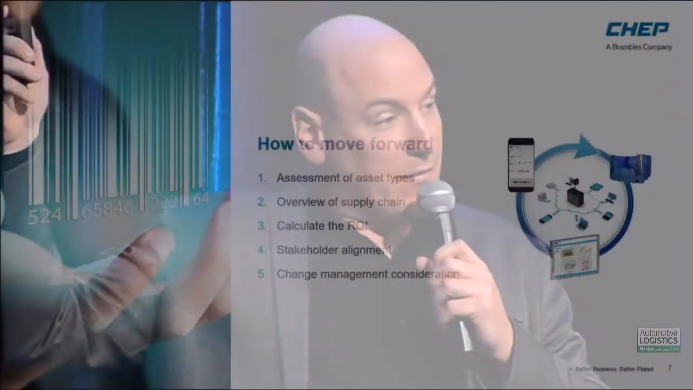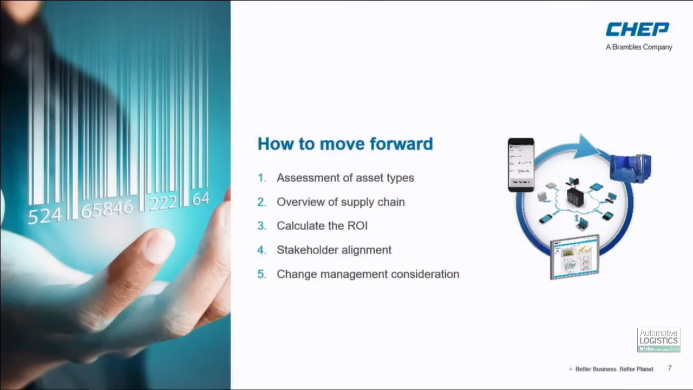I will tell you that the 5 steps that I would tell you to focus on are: assess what type of assets you're trying to track, right? Is it plastic? Is it metal? What type of environment are they in? But the tagging of the assets is probably the most important step in this process.